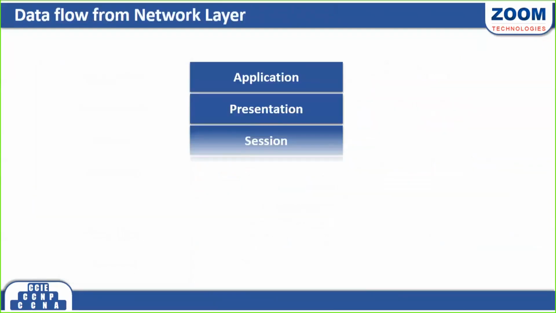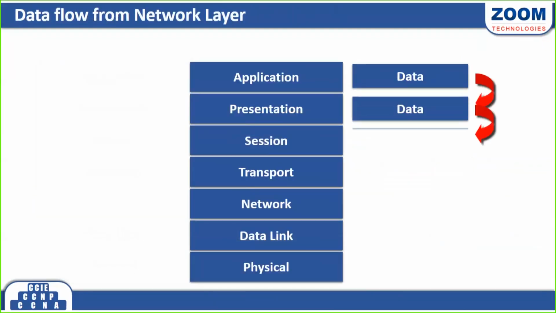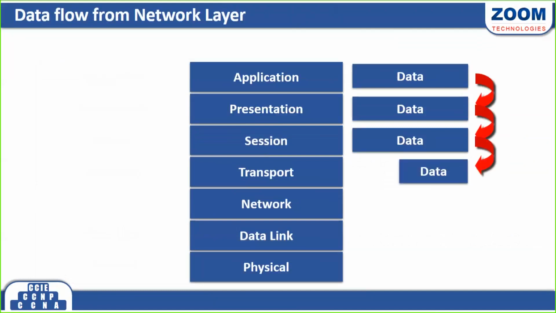So data flowing from application to presentation, presentation to session, session to transport. What will the transport layer do before sending a data packet to the network layer? It's adding headers. What is the transport header? It contains information about source and destination port details. Transport header plus data, combinedly what we call a segment.